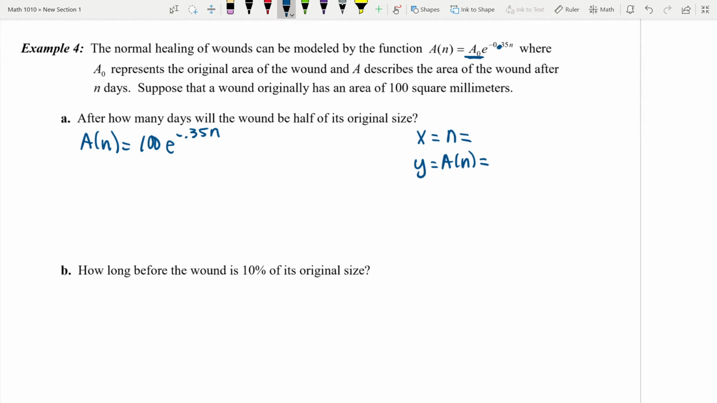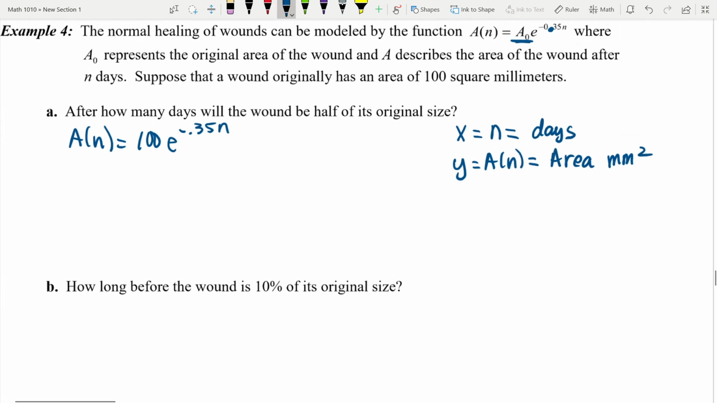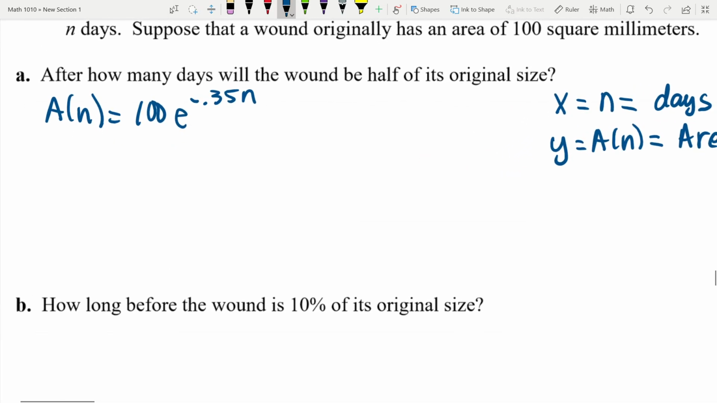What does n stand for? It stands for days. What does A sub n stand for? It stands for area in square millimeters. Okay? I need everybody to just look right here. This is a huge thing.